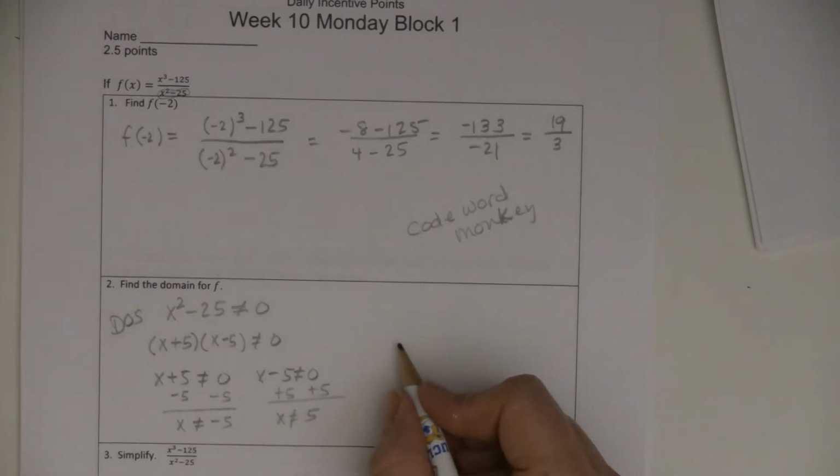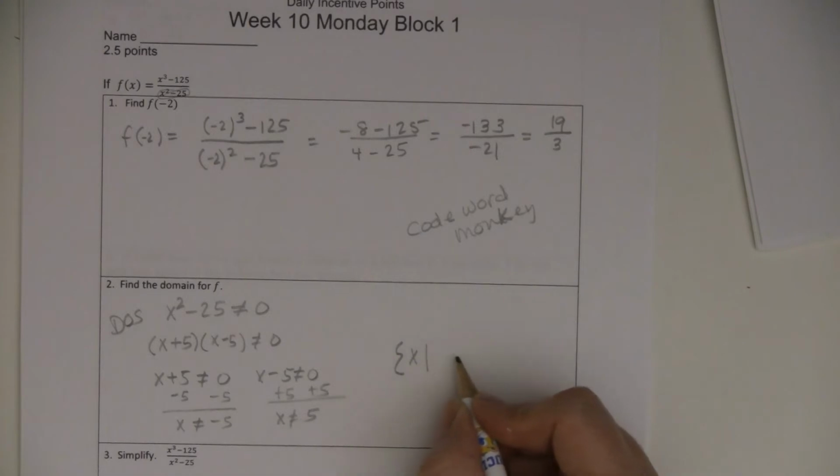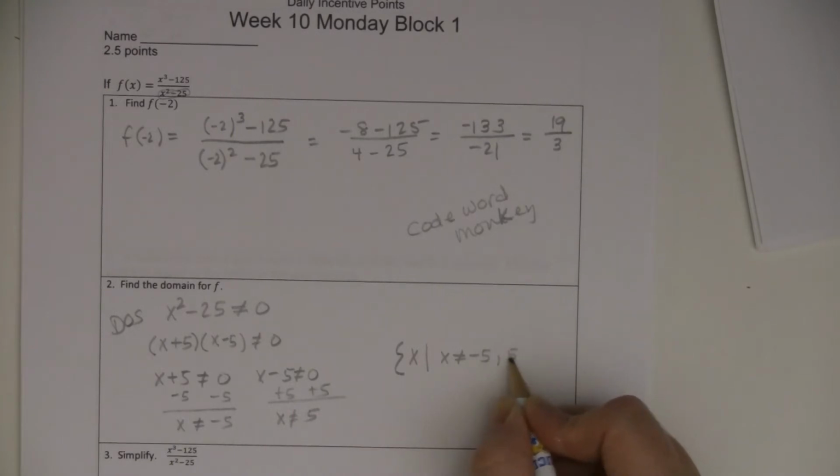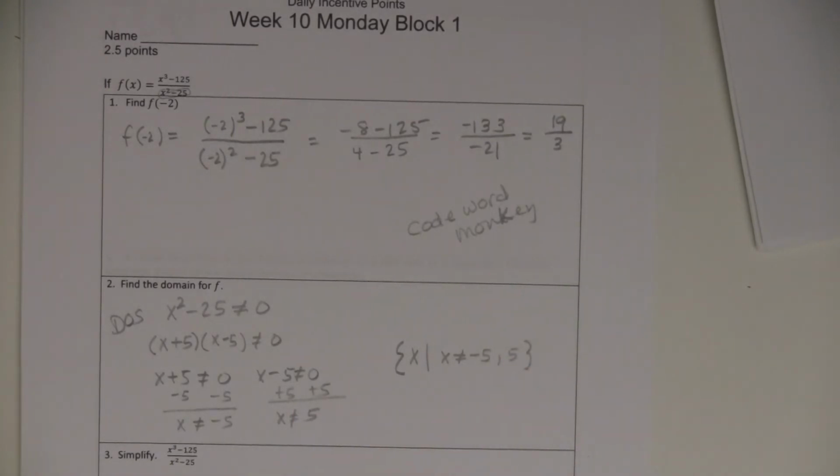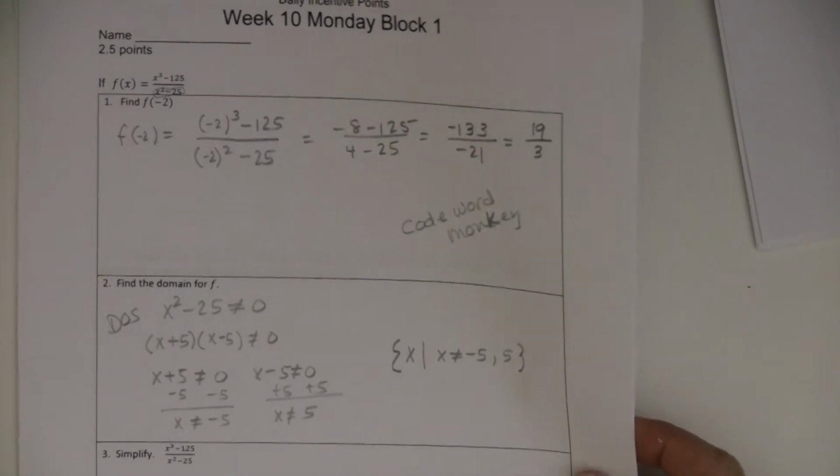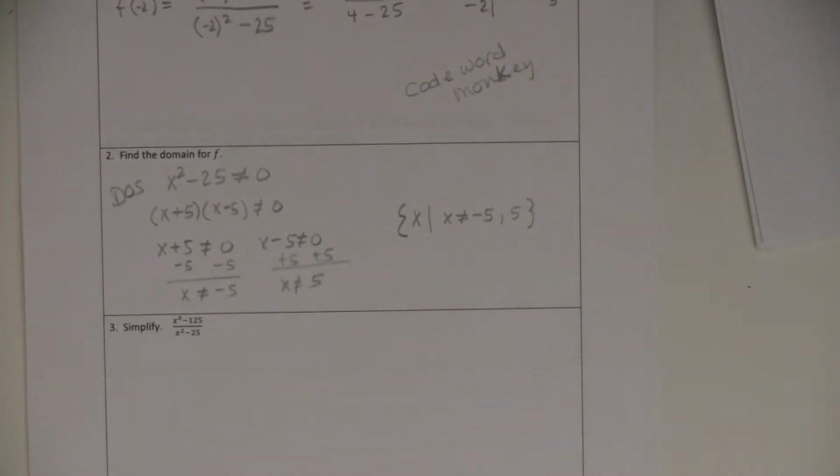So in your fancy notation that your book uses, the set of x such that, for the domain, x is not -5, comma 5. So those two things, x is not. Then the next problem asks us to reduce it.